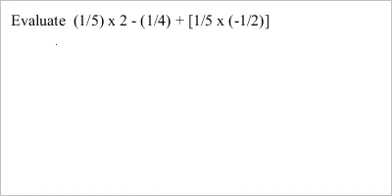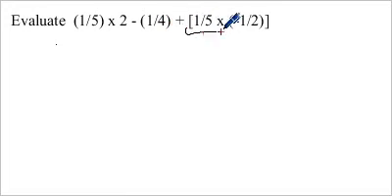Okay, here the question says 1/5 times (2 minus 1/4) plus 1/5 times negative 1/2. So there's a lot of different fractions in here. Some of the fractions have brackets around them, and normally we would start with brackets, but that's just representing keeping the fraction together. So we need to start with these square brackets, because this is the only set of brackets that's around an operation.